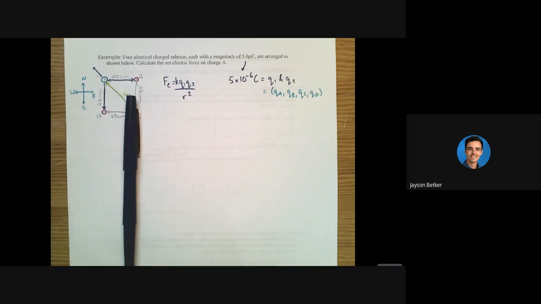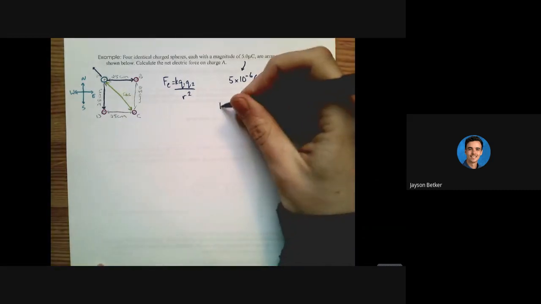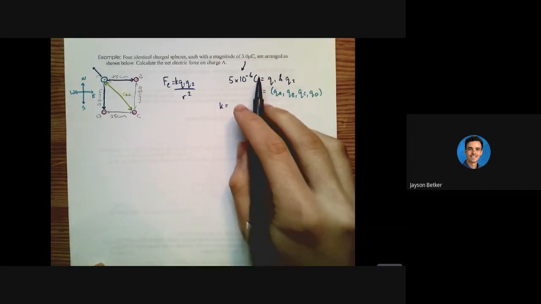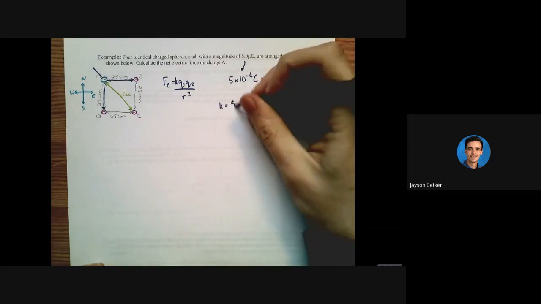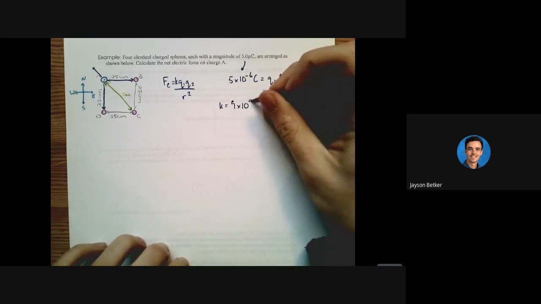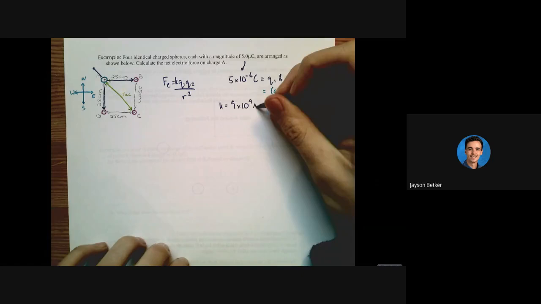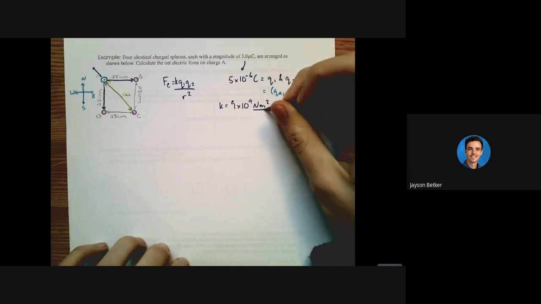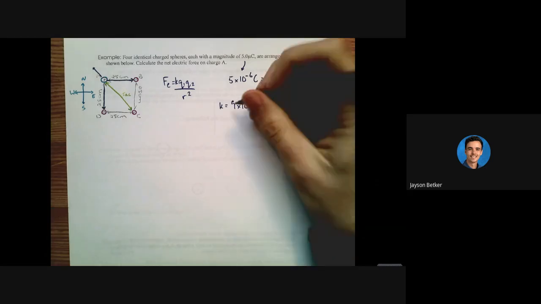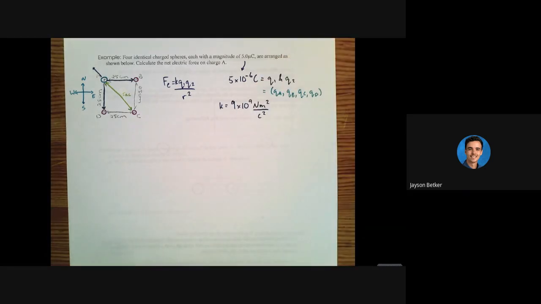So let's just remind ourselves what K is equal to. K is 9. Now we're going to use the value for K that has coulombs in it, right? We're not going to use the elementary charge one. I hear it used both ways, so you can use either. 9 times 10 to the 9 newton meters squared per coulomb squared. That's our Coulomb's constant. Okay, 9 times 10 to the 9.